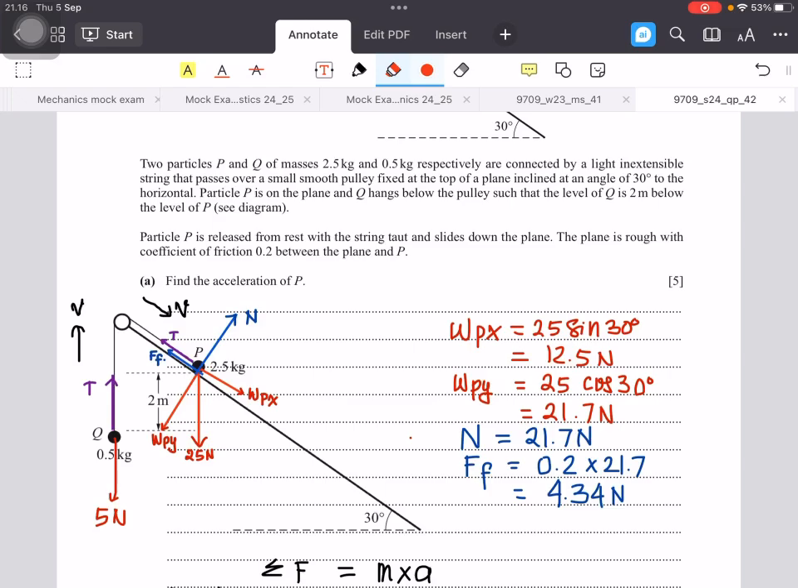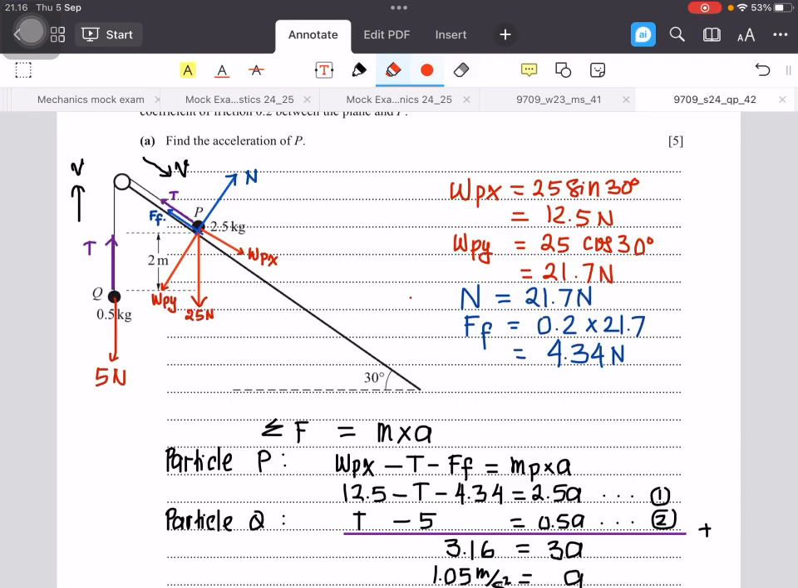And the friction force can be found using the coefficient 0.2 times the normal contact force. The friction force is 4.34 newtons. So this is the complete diagram for both particles P and Q.